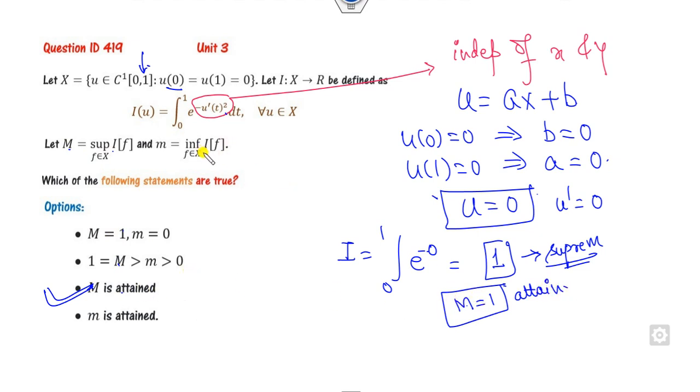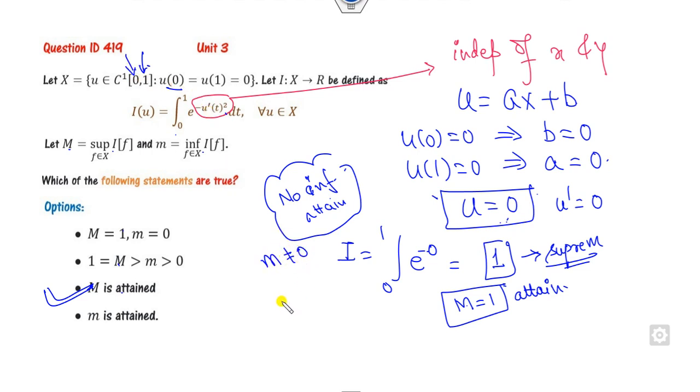Can you get the infimum? No, because this is the only one extremal, u is 0. So no infimum is attained. The same we have discussed in the previous example. So it means m infimum is 0, but m can never be 0. It means m must be greater than 0. So m is 0, cancel out. M is greater than 0. That's true. M is 1, that's true. And small m is my infimum. Capital M is my supremum. That is attained. Small m is attained, that's a wrong answer. So the right answer is that B and C are the correct options.